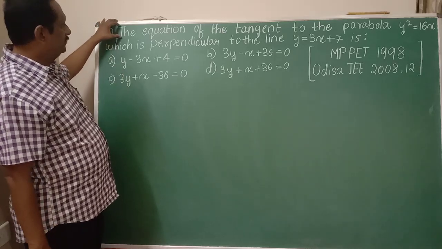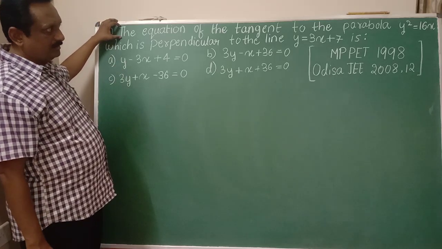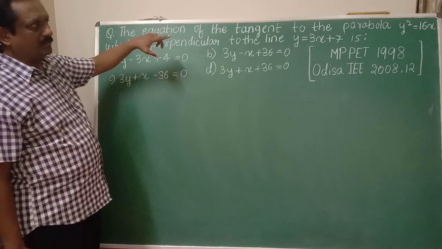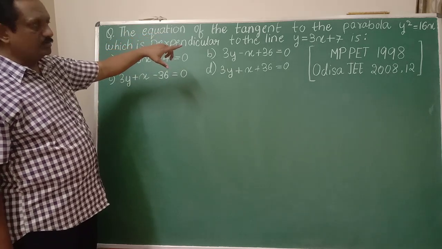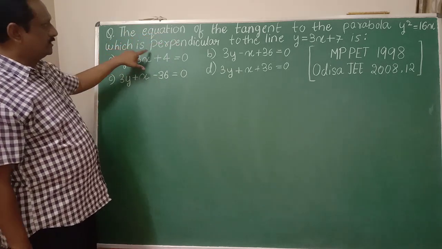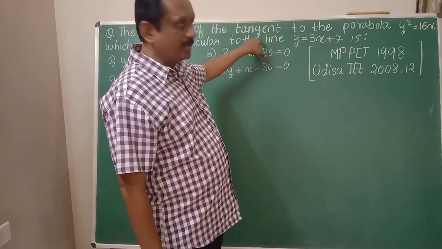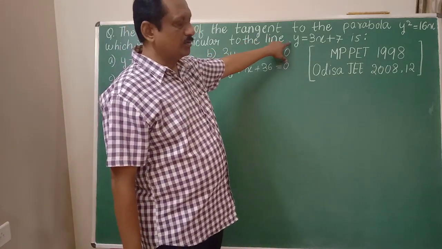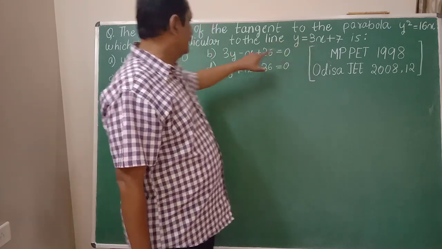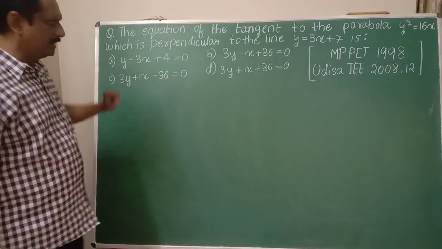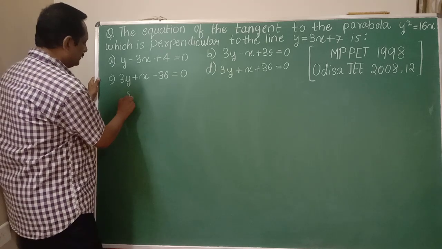In this example, the equation of the tangent to the parabola y square is equal to 16x, which is perpendicular to the line y is equal to 3x plus 7. Four options are there. Okay, so take your solution here.